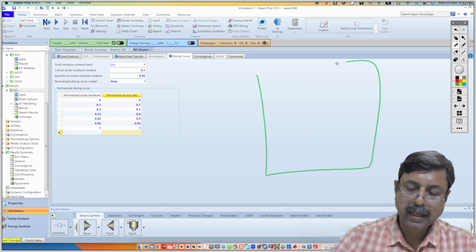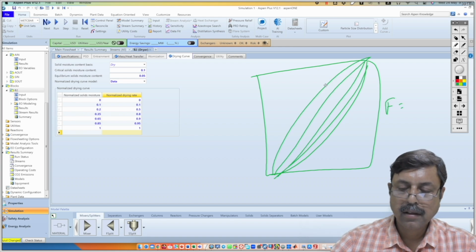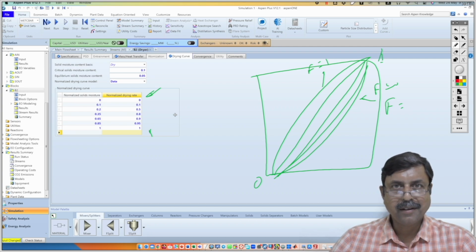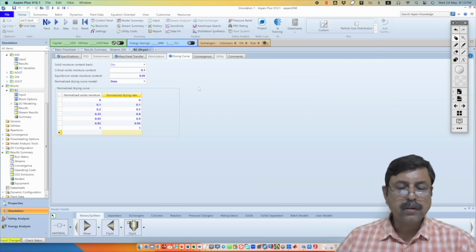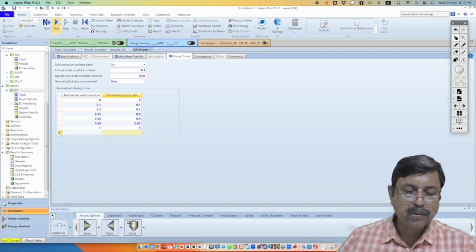So you might remember how that normalized drying curve function looked. It was something like this, f is equal to 1 and this is f is equal to 0. So all of them started from 0 and ended at 1. Our data also follow one of those curves. The only thing is that we do not know what the f value is, and that is the reason we are using the data. Okay, so all the specifications have been given. Now it is ready to run.